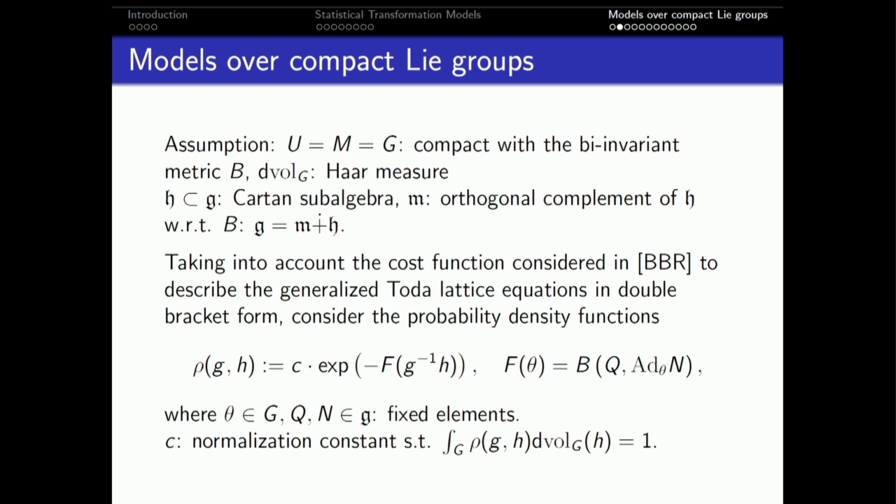Yeah, and then of course it's not enough because we want to have a decent family of probability density functions. Our choice is to take this function f, plug G inverse H into it, and put it inside the exponential function, divided by a normalization constant. Then we have a family of probability density functions on the Lie group. Let's work with this family.